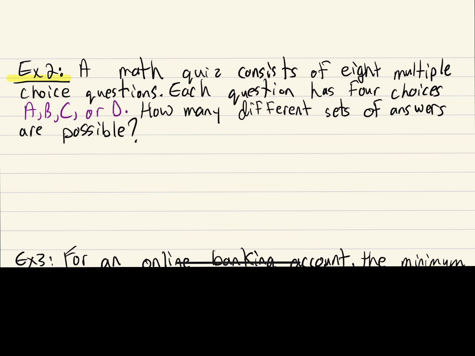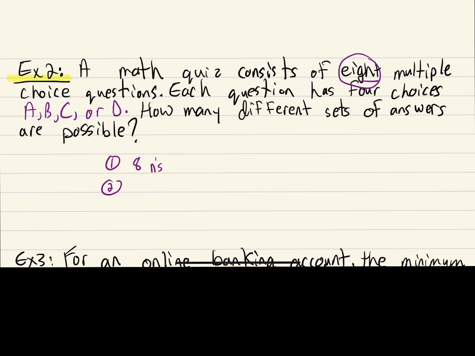Let's look at a second example here where it says a math quiz consists of 8 multiple choice questions. Each question has 4 choices, A, B, C, or D. How many different sets of answers are possible? So, how many total choices or events do we have? Well, over here, we can have a possibility of 8 different choices or events. So, for step 1, determining how many events, well, 8. Right? 8 events or choices. I'll just write 8 n's. Right? So n1 to 8.